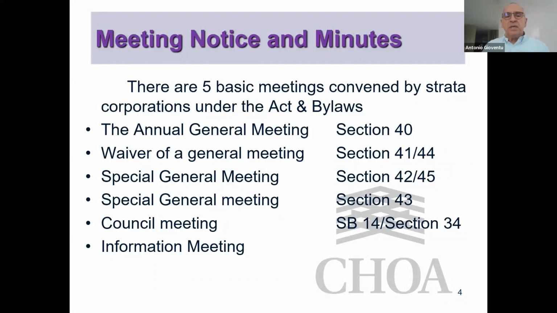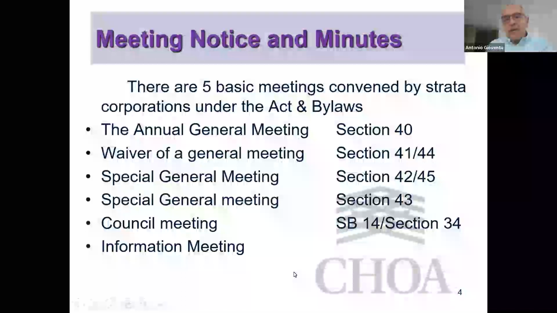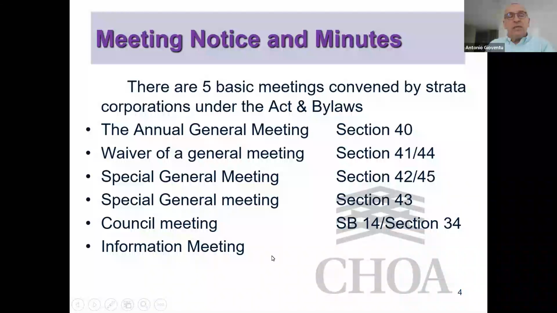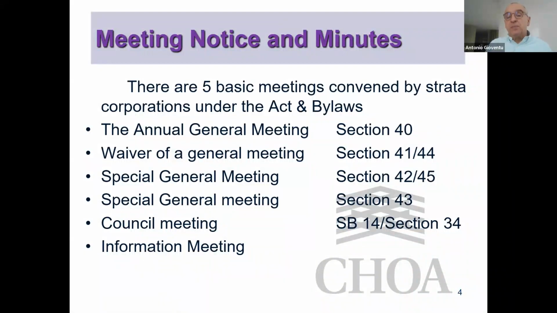Minutes we've covered, but the meeting notice itself. So again, we have 5 basic meetings that we convene by a strata corporation under the Act and the bylaws. We have the annual general meeting, which is under Section 40 of the Act. We have a waiver of an annual general meeting, which is under Section 41 and 44 of the Act. And the waiver of a general meeting is a tool that's often used by small strata corporations of 5 units or less, where everybody wants to dispense a lot of the formalities, but you still need to have an annual meeting and everyone can consent to waiving the meeting itself. The notice period is not required when everybody agrees.